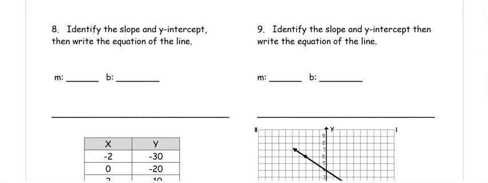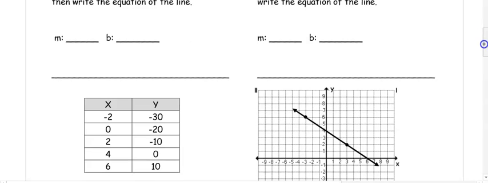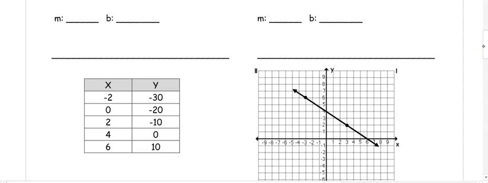Now we are going to work the other direction. So we want to identify the slope and y-intercept and then write the equations of the line. So first we have this table. If we look at the change in y, each of these numbers is adding 10 to get to the next number. Our x's are changing by +2. So our slope is 10/2, which reduces to 5.